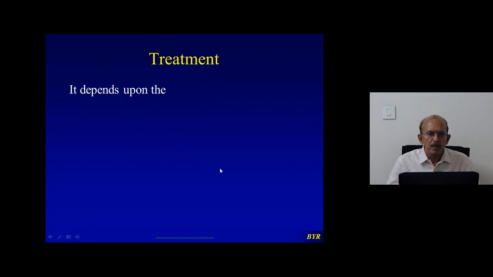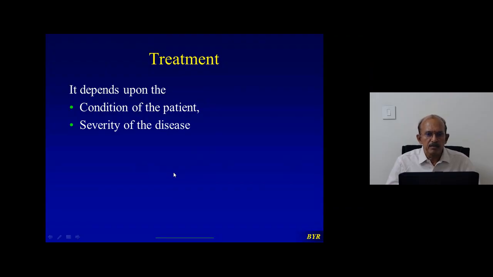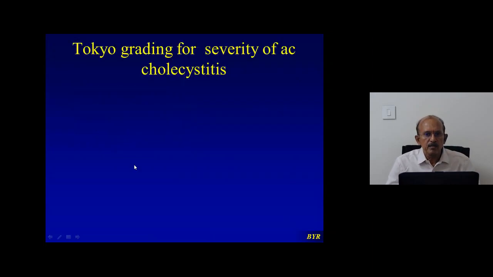Treatment depends upon the condition of the patient and severity of the disease. We have seen the sequelae. Acute cholecystitis may produce gangrene, perforation, spreading peritonitis, abscess, etcetera. Or it may be simple acute inflammation which may resolve with your treatment. So when the patient comes to you, what is the general condition of the patient and what is the severity of the disease? These two you have to assess. Basing on these things, there is a grading system that is called Tokyo grading for severity of acute cholecystitis.